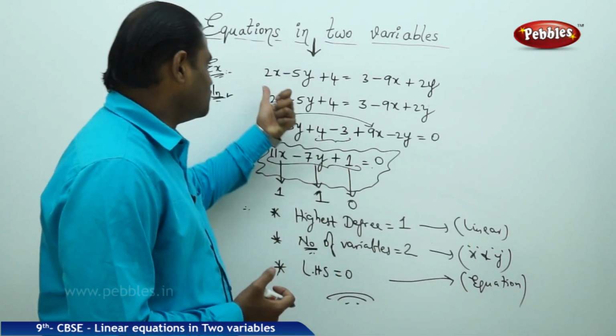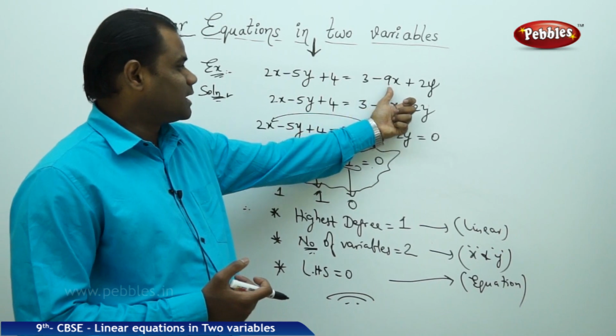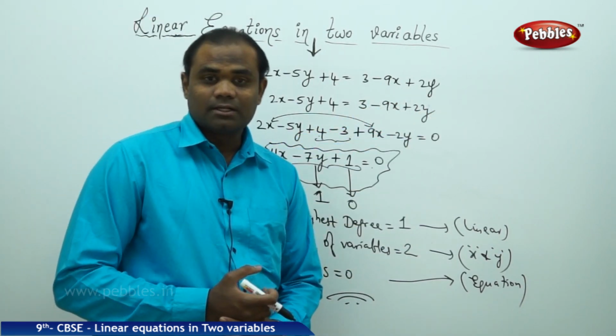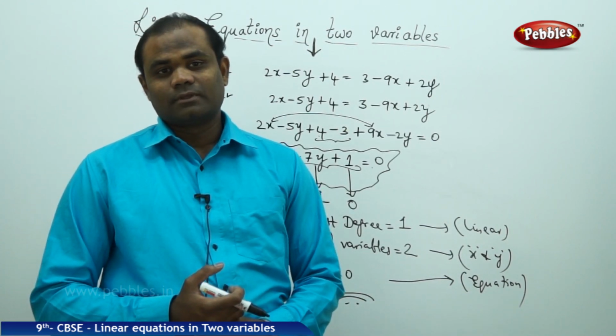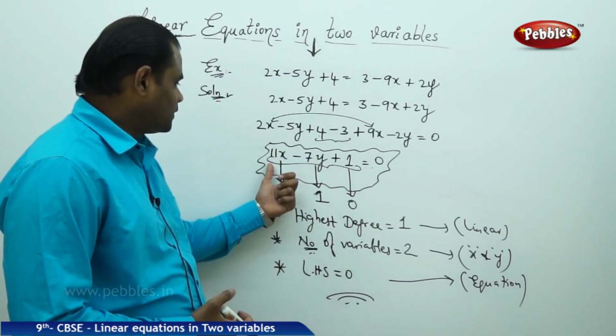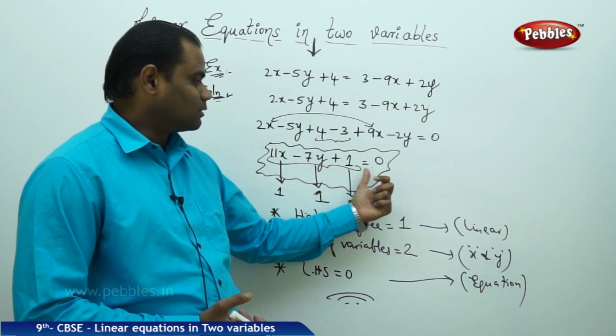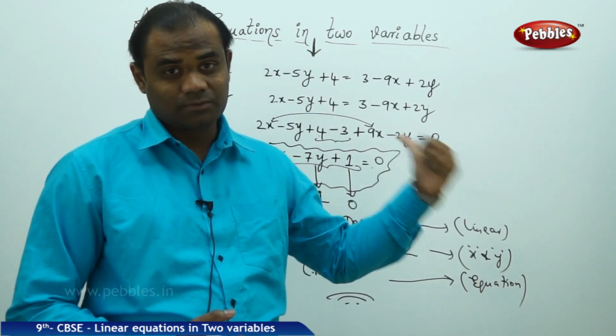This example problem, 2x minus 5y plus 4 equal to 3 minus 9x plus 2y, is a linear equation in two variables x and y. Its most simplified form being 11x minus 7y plus 1 equal to 0. Linear equation in two variables x and y.